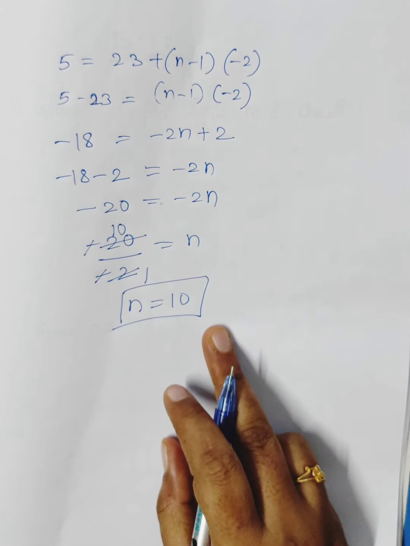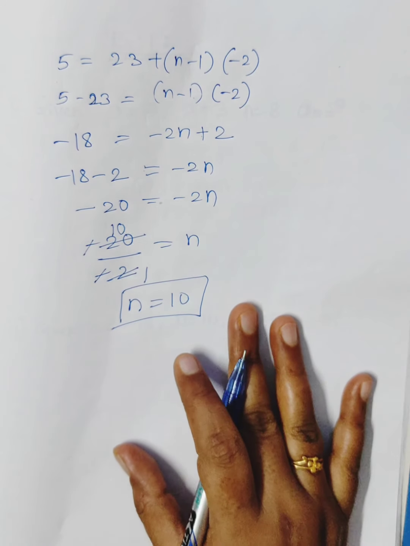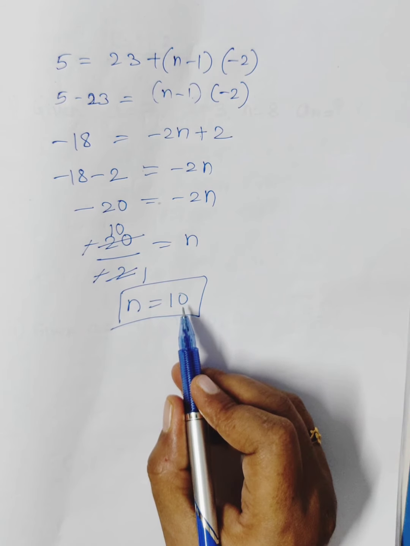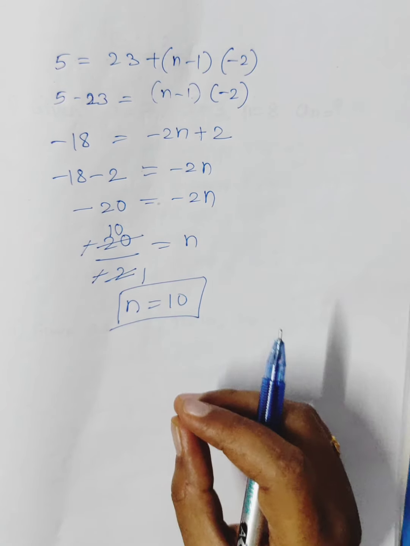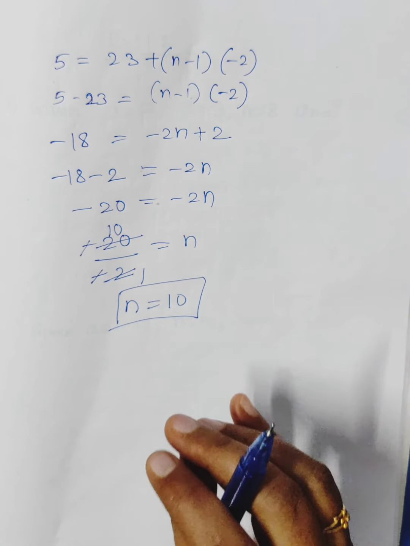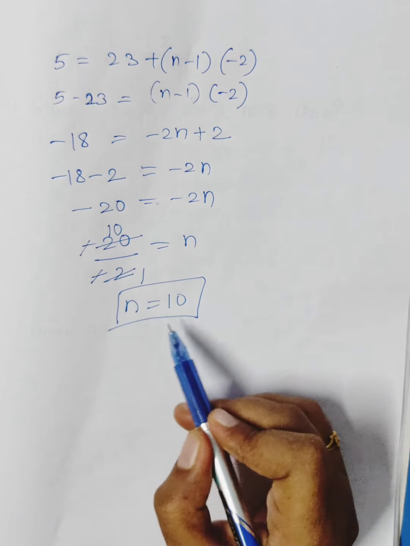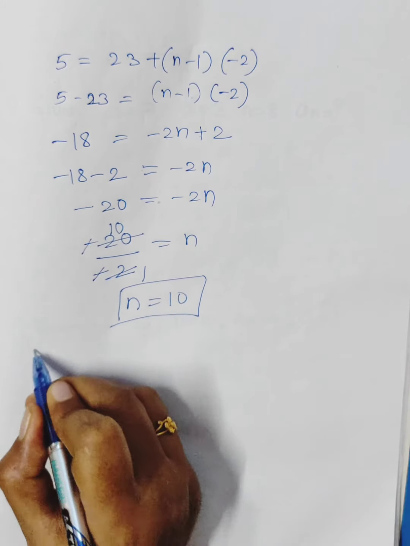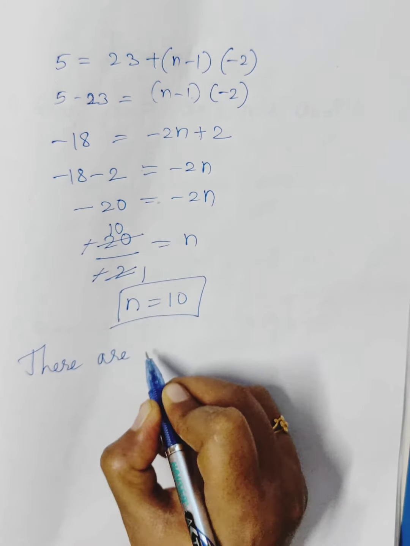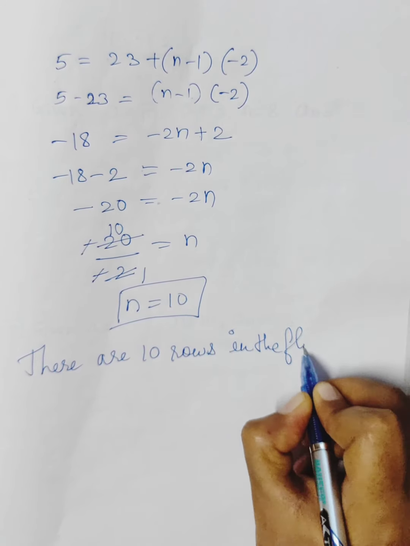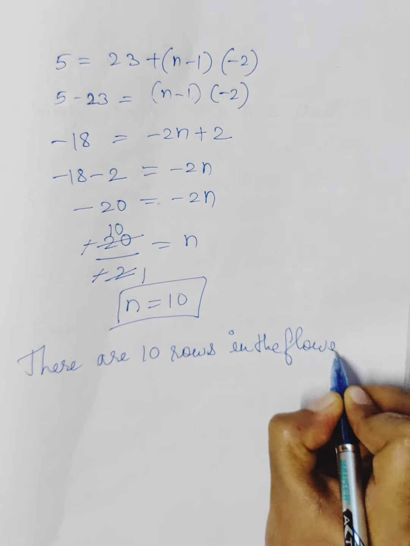So this is what we need to find. According to the question, they asked how many rows are there in the flower bed. So there are 10 rows in the flower bed. The first row is given, the second row is given, the third row is given, the last row is given, but exactly we did not know how many rows are in the flower bed. So the number of rows in the total flower bed is 10. So what you are going to write here: there are 10 rows in the flower bed. Okay, this completes the solution.